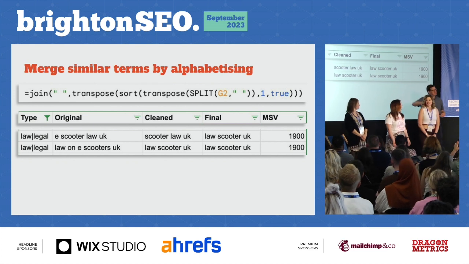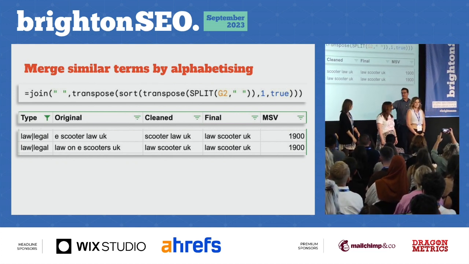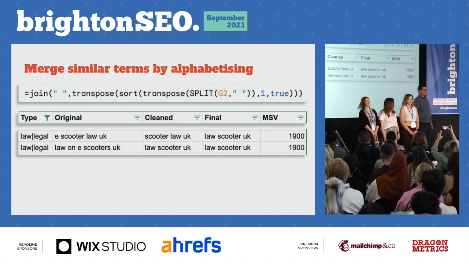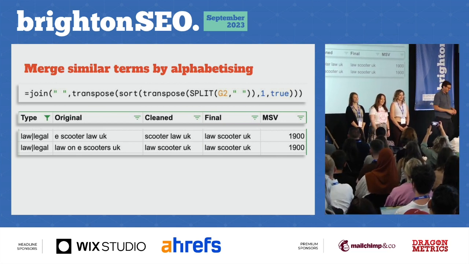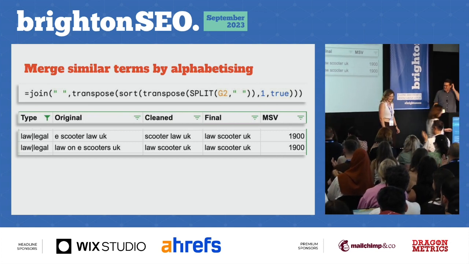They're now in 3 separate cells in a row, and then finally we join them with a space, so they go back together slightly. There we go. They're back in a cell, but now they're in alphabetical order. Magic. Thank you very much. Big round of applause.